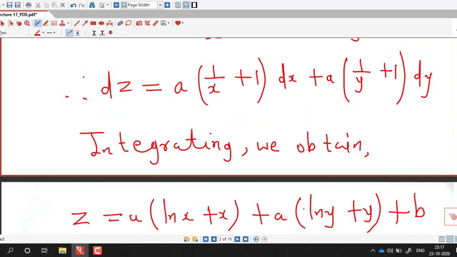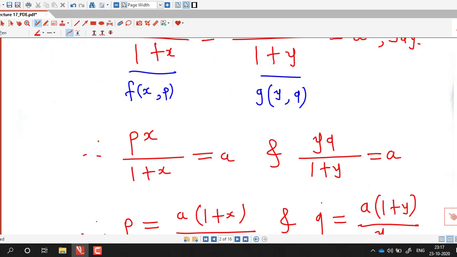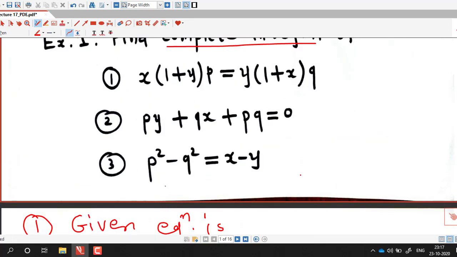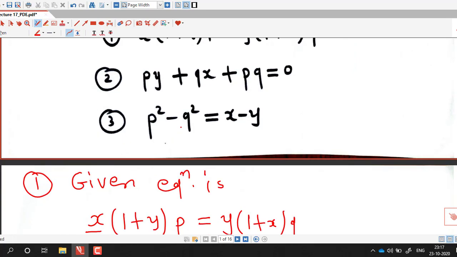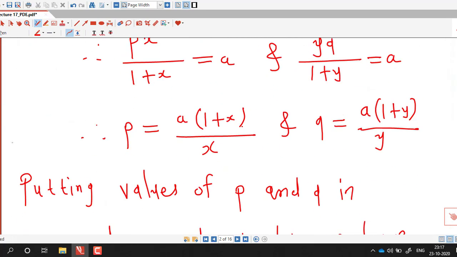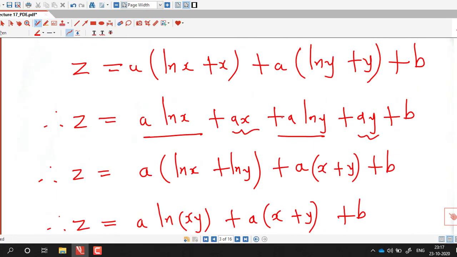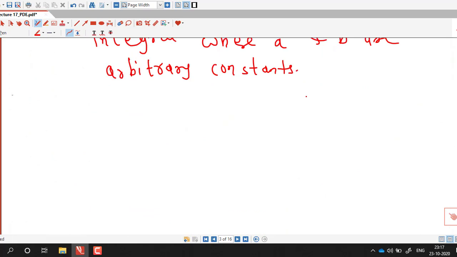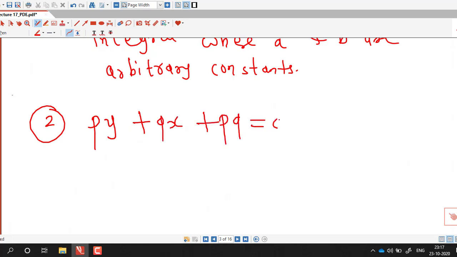Now the next problem is py plus qx plus pq equal to 0. That is, p into y plus q into x plus p times q equal to 0. So let me check it again.